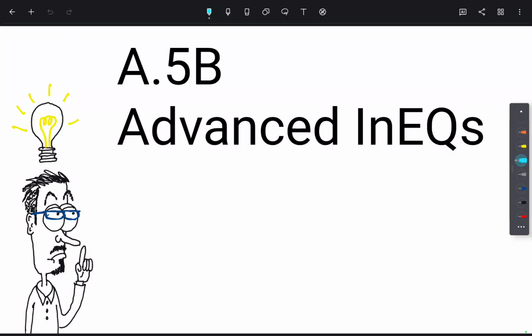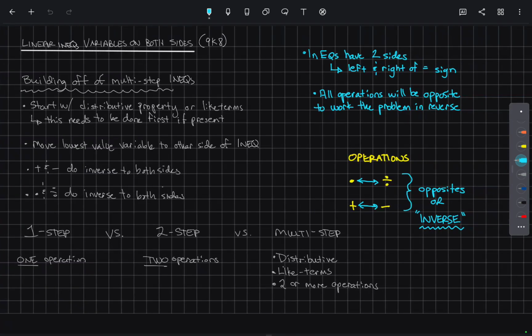Advanced inequalities. This is just bringing in the distributive property. We've got to keep an eye out for like terms before we start doing all of our inverse operations. We're also going to include a preview of what I would call an exception and try and explain that a little bit. You can see here in the notes, linear inequalities with variables on both sides are going to include the distributive property and like terms.